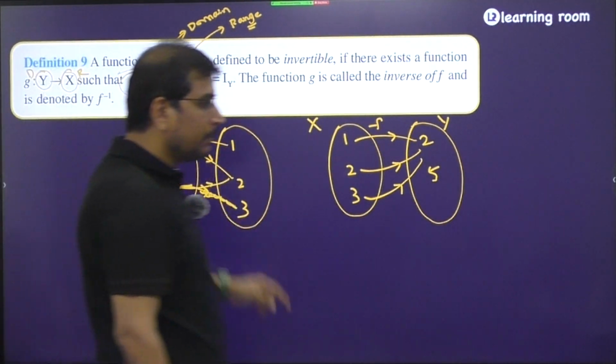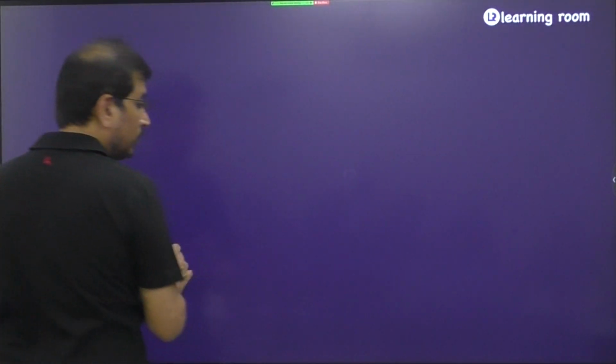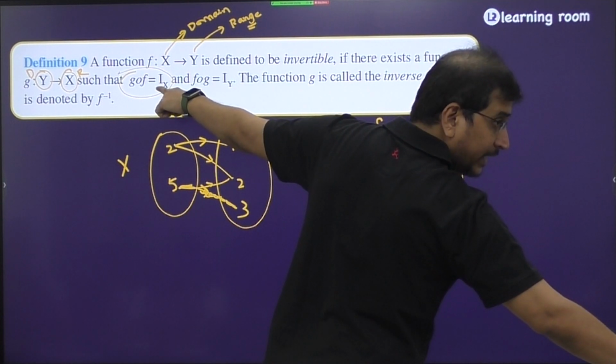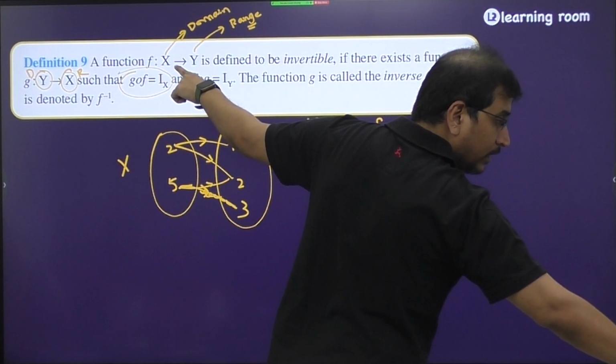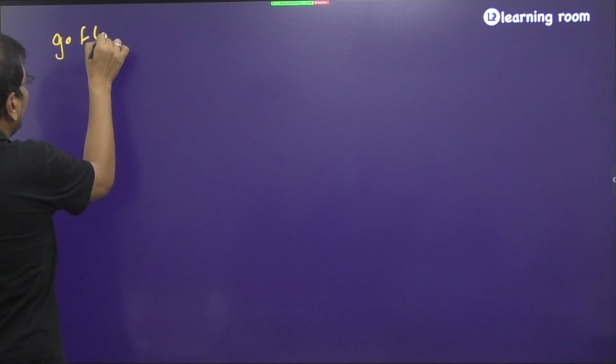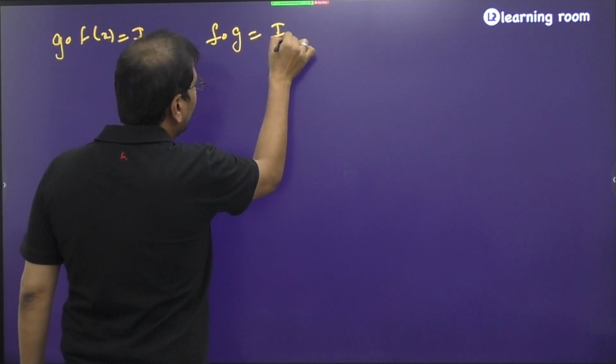Why is this called G inverse of F? Because of this definition. What does this definition tell me? So G circle F should give me Ix, F circle G should give me Iy. I'll explain the meaning of it. G circle F should give me Ix, F circle G should give me Iy.